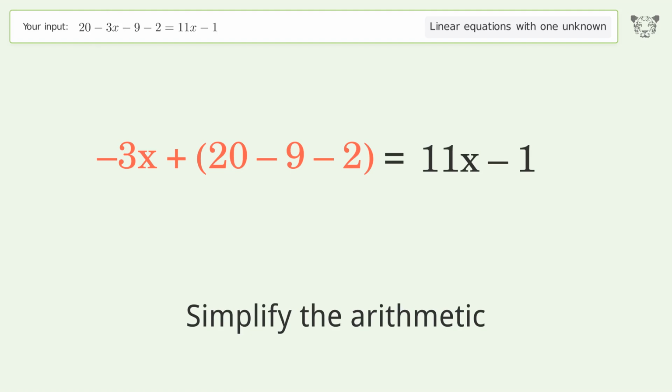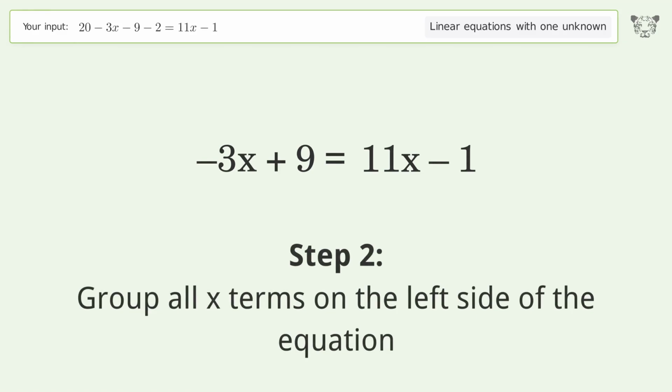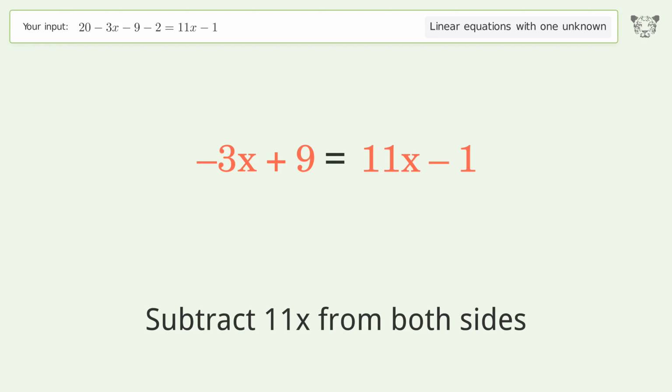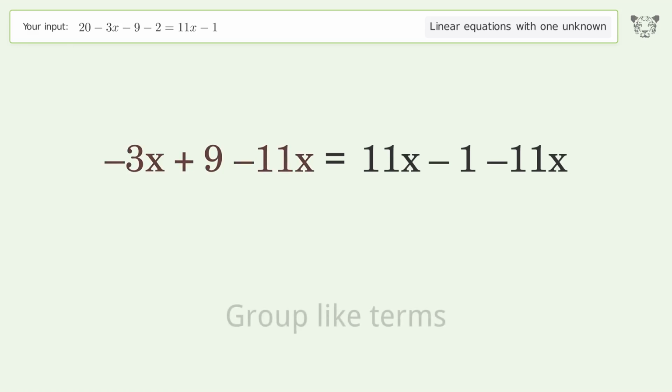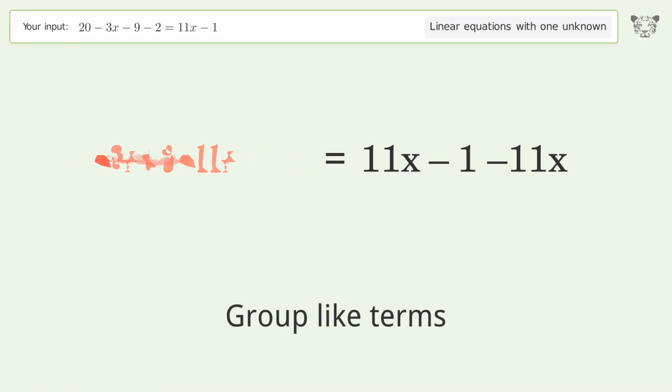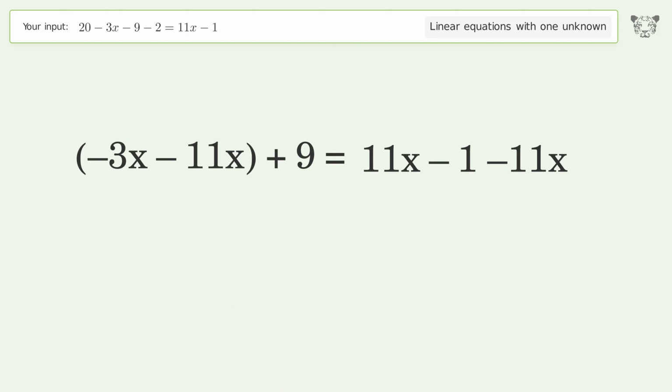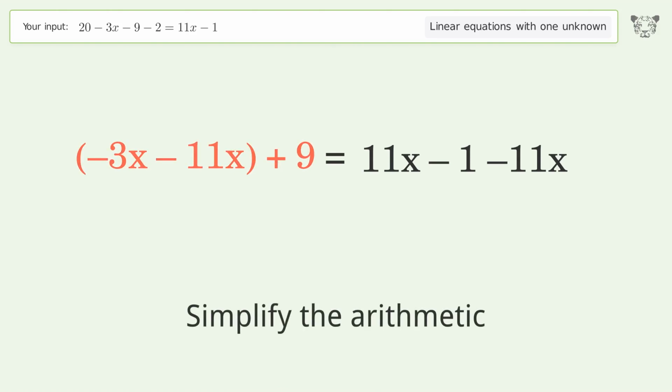Simplify the arithmetic. Group all x terms on the left side of the equation. Subtract 11x from both sides. Group like terms. Simplify the arithmetic.